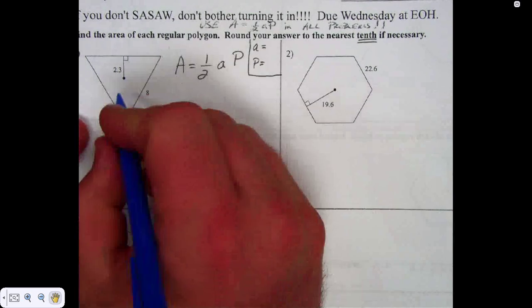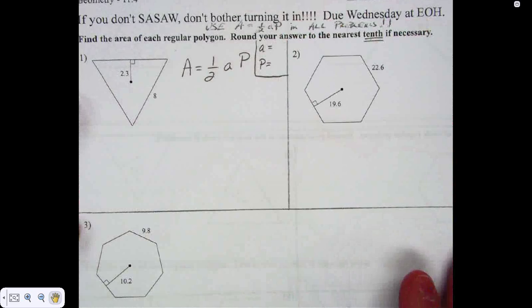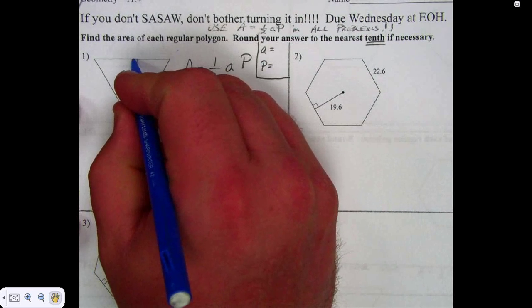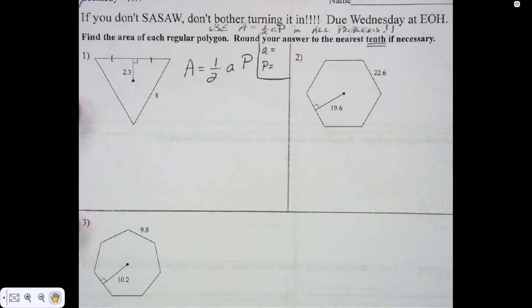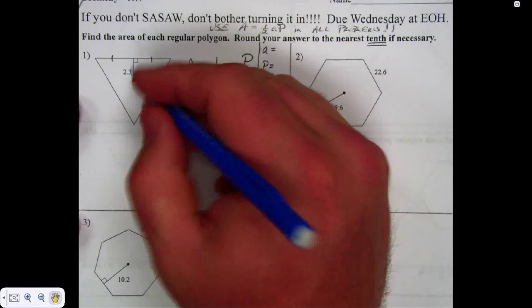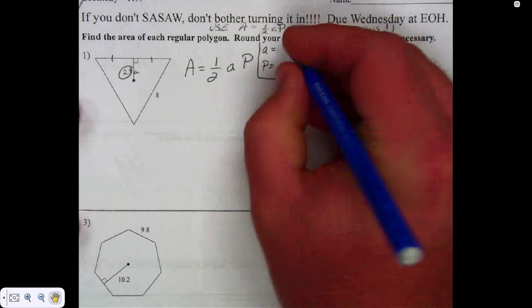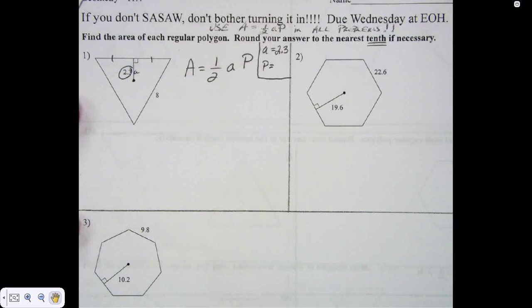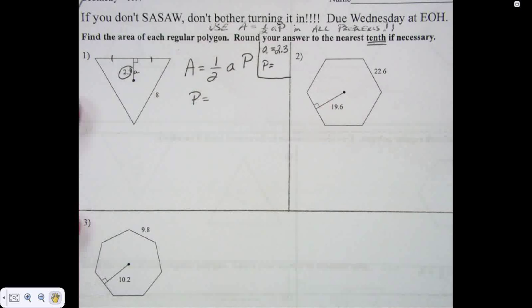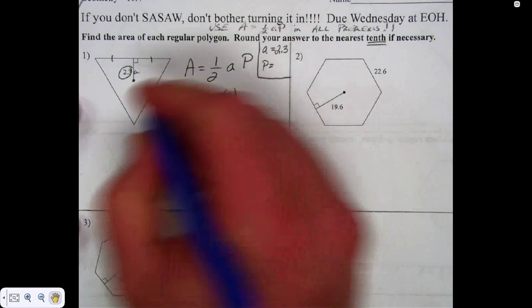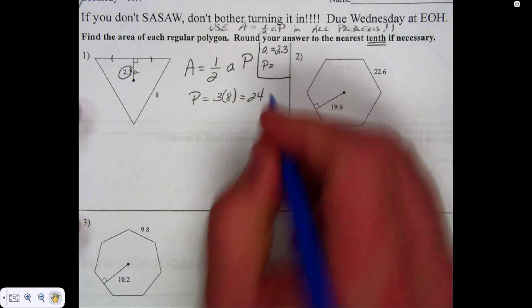First of all, do I know my apothem here? Have they given me my apothem? What is the apothem? Distance from what? The center to what? The midpoint. So you know this gets cut in half. And it's always what? Creates a right angle. That is your apothem. So is your apothem given to you here? Yes, it is. So my apothem here is what? 2.3. My perimeter, is my perimeter given to me? No, not directly. Indirectly. 3 times what? 8. Go ahead and put that on there. I want to see that.